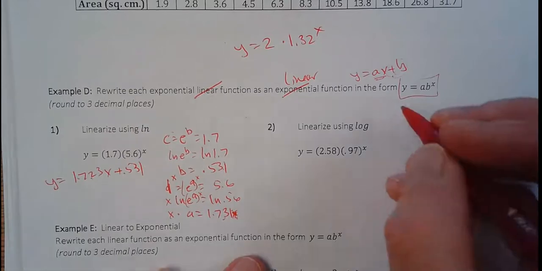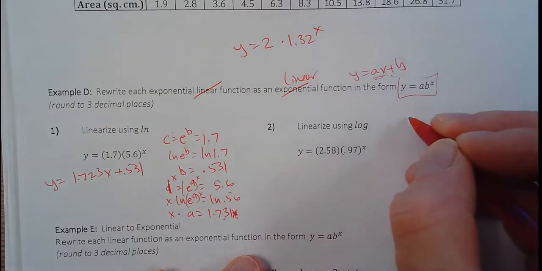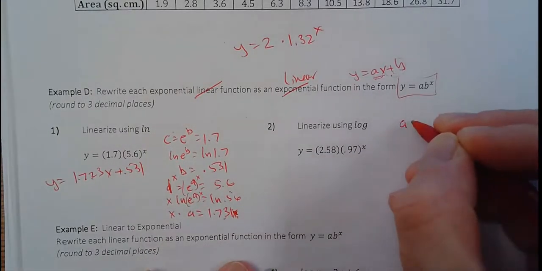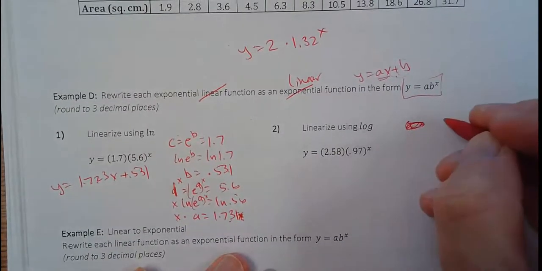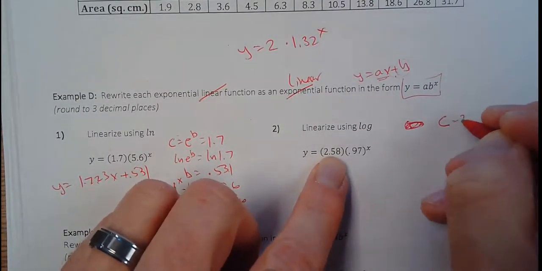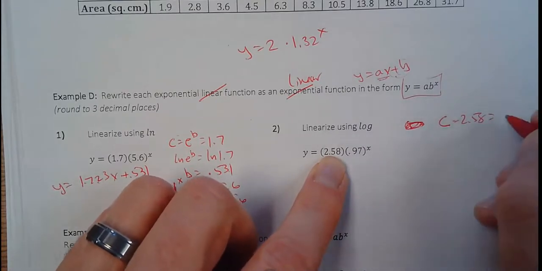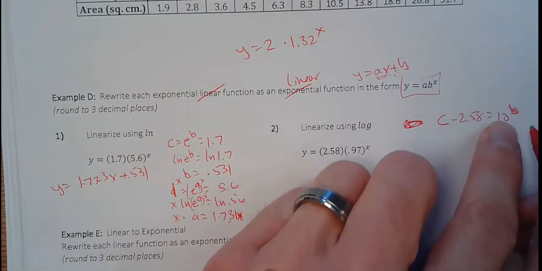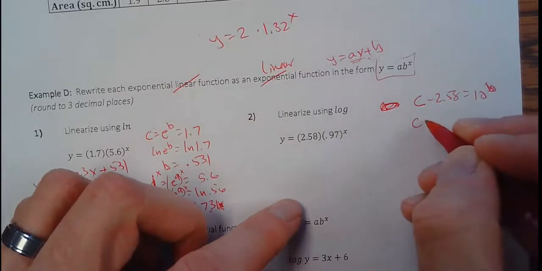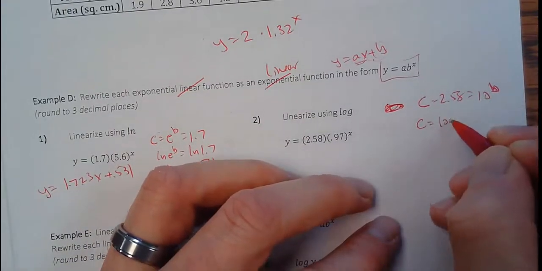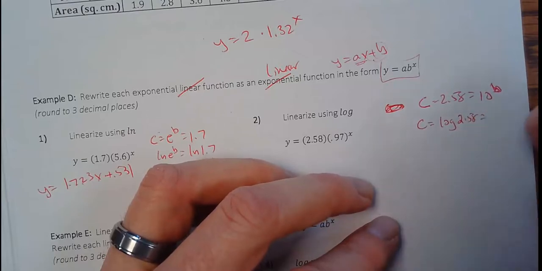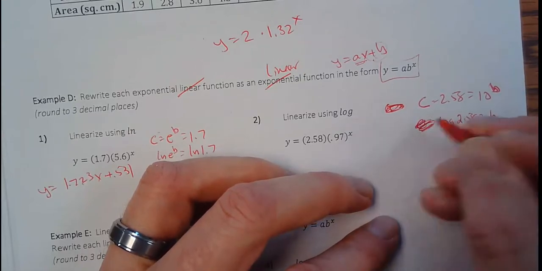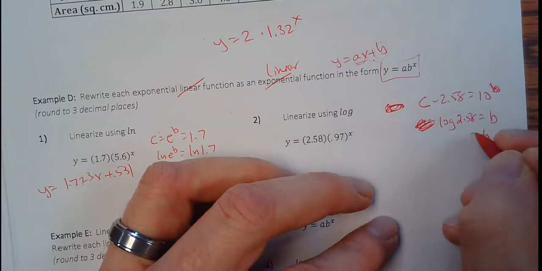Okay, the same thing here, we're going to do the same idea. Instead of using e and the natural log, we're going to use a base of 10. So c, which is 2.58, is going to equal 10 to the b. So instead of e to the b, it's 10 to the b using base 10. So c, if I want to get rid of that 10, it'd be the common log of 2.58. So I'd get b by itself, which equals b.